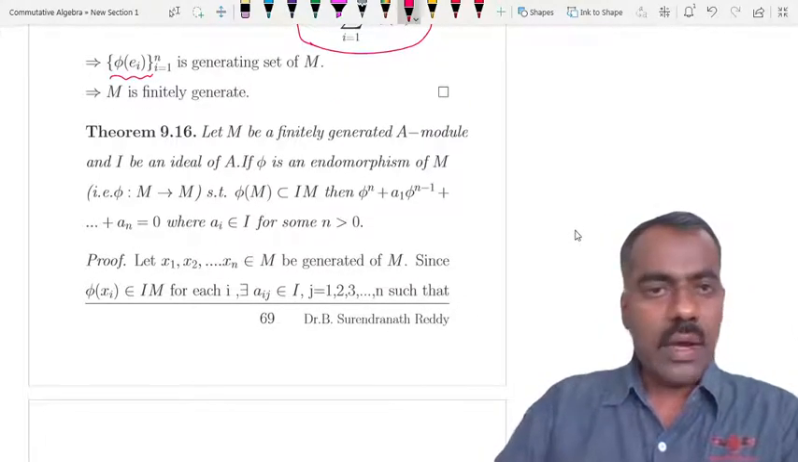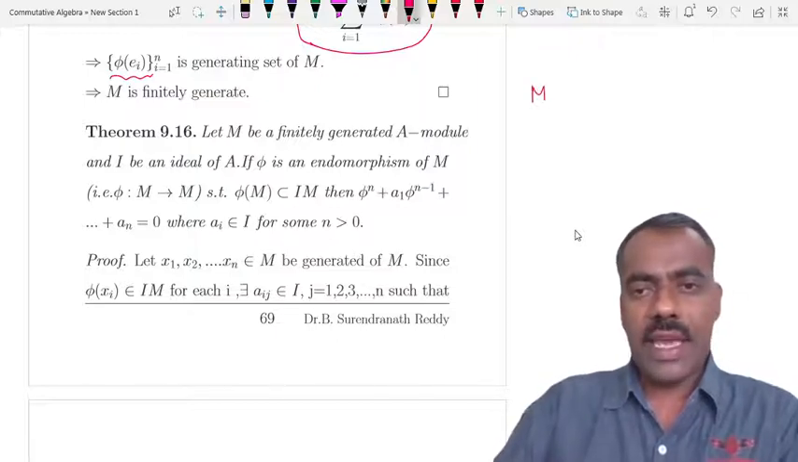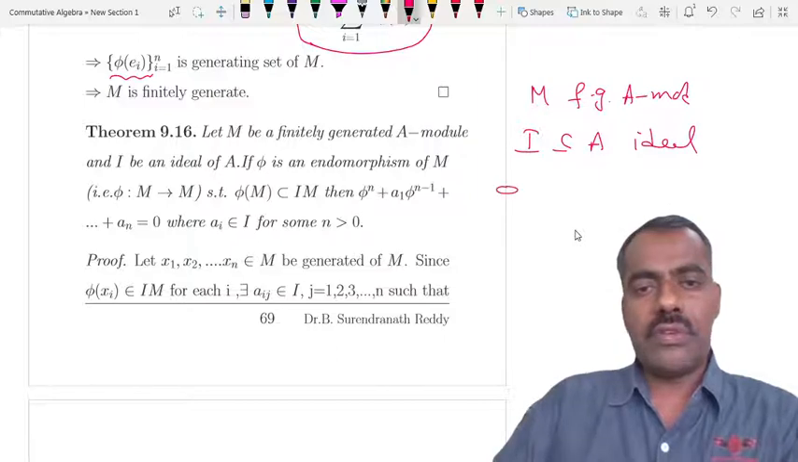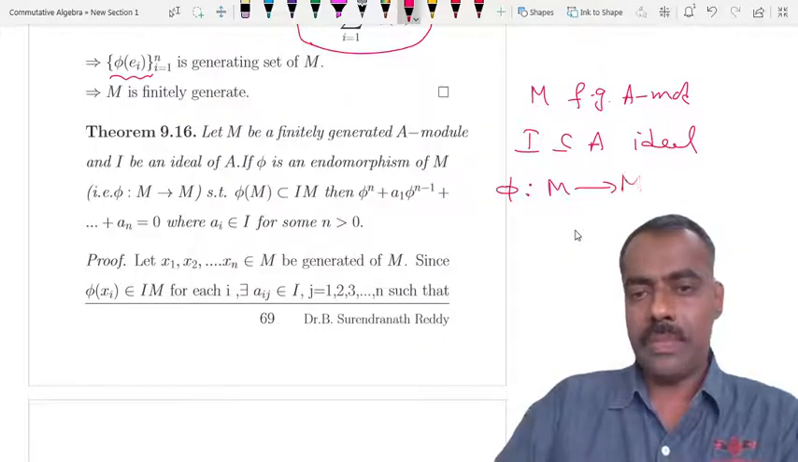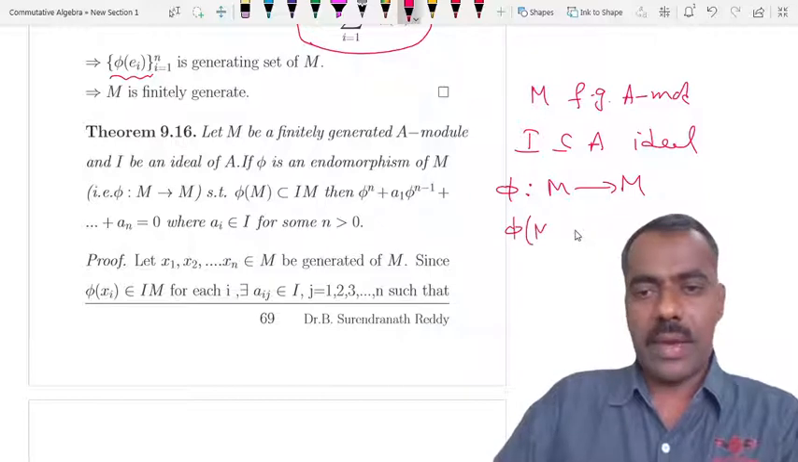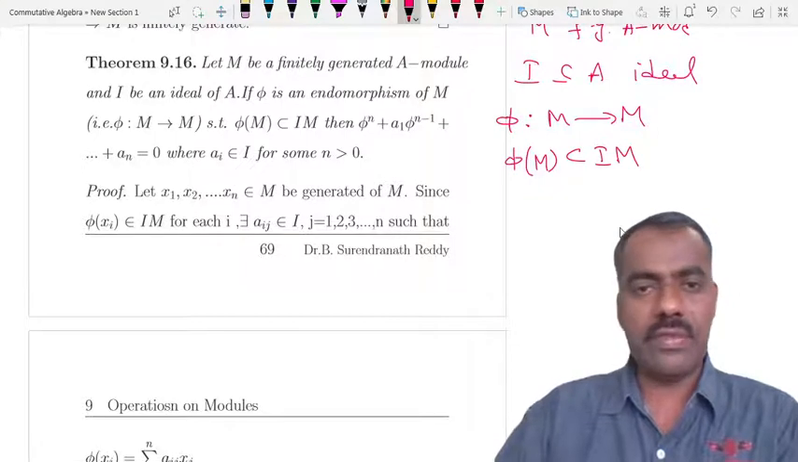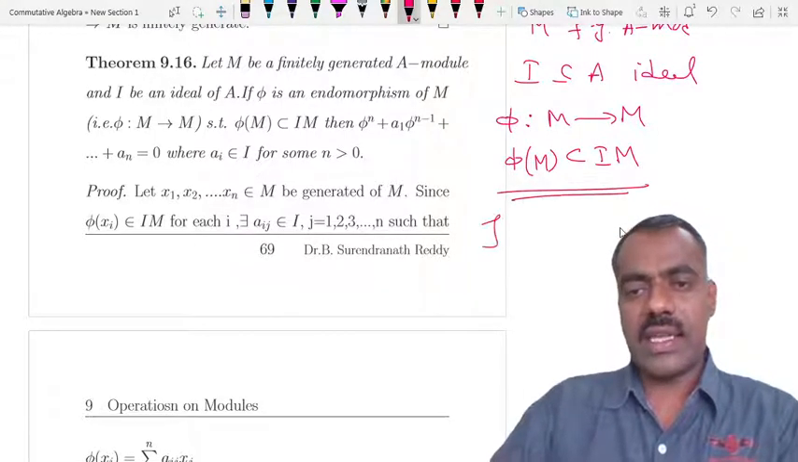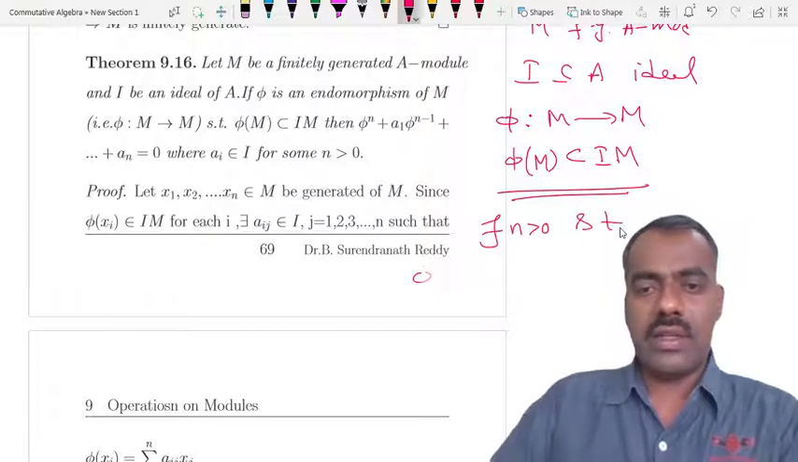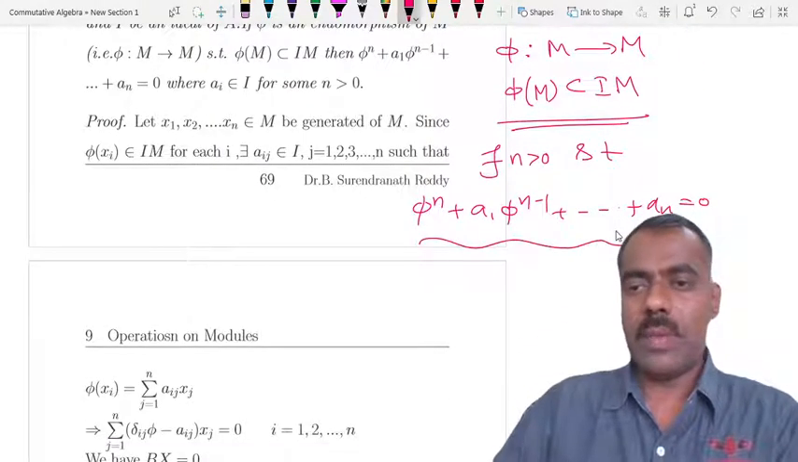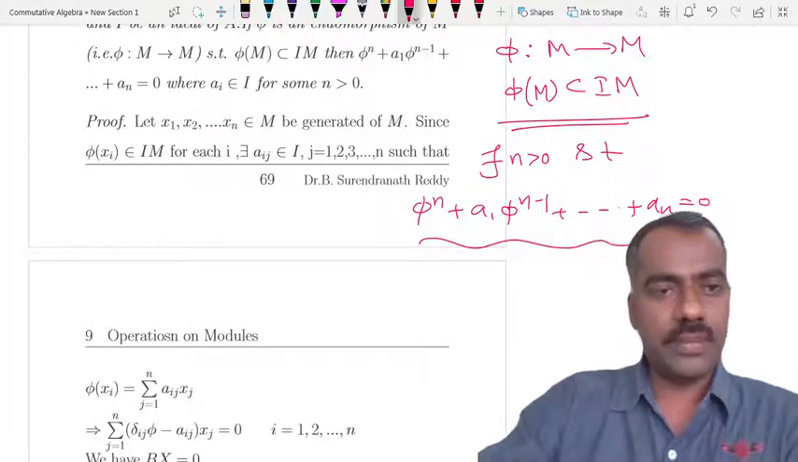Now let's move on to another result. Suppose M is a finitely generated module and I is any ideal of A. Suppose you have an endomorphism phi from M to M such that phi of M is contained in I times M. We know what is meant by this IM; we have defined it already. If these conditions hold, then there exists some n such that phi satisfies this equation, phi^n + a1 phi^(n-1) + ... + an equal to 0. Remember, this is a map, so when you apply any element to it, it should be 0.